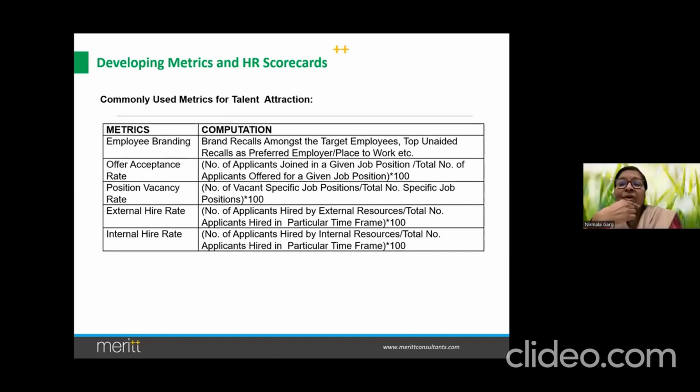Does it become important? It does, because you want to have the pull effect. So you can compute it. This PPT, I'm going to share with you all, so you have how to compute it. You also look at offer acceptance rate.